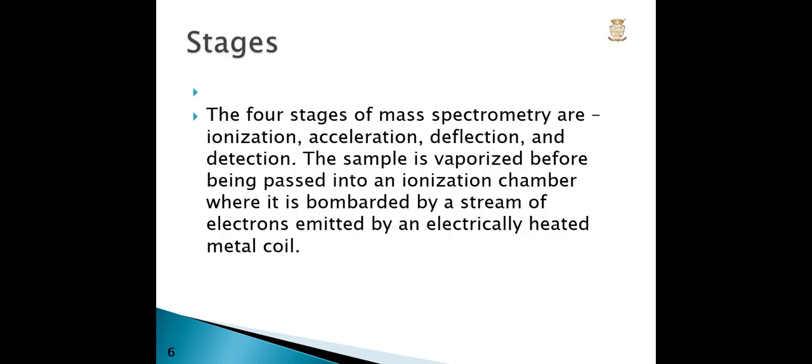Stages. The four stages of mass spectrometry are ionization, acceleration, deflection, and detection. The sample is vaporized before being passed to an analyzation chamber where it is bombarded by a stream of electrons emitted by an electrically heated metal coil.